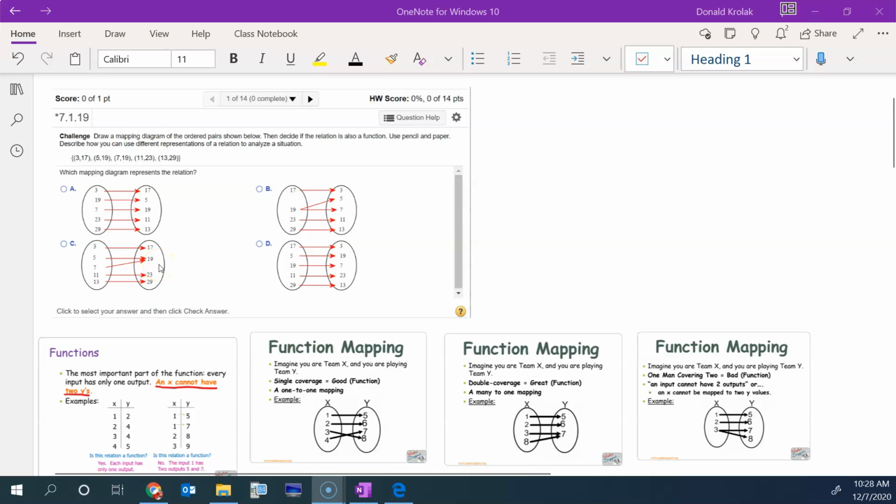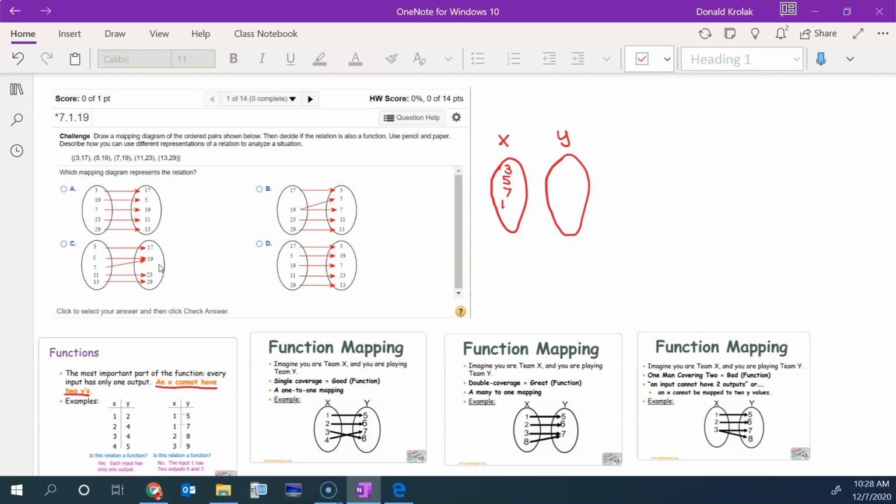All right, draw a mapping diagram of the ordered pair shown. So our mapping diagram is made up of two ovals. One oval is going to have my x coordinates in it, and the other oval is going to have my y coordinates. So my x's are 3, 5, 7, 11, 13. My y coordinates: 17, 19, 19 again, we only list it once, 23, 29.